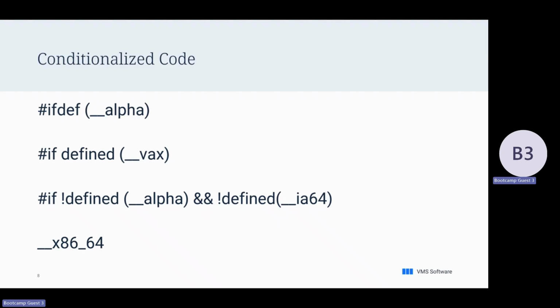There may be other places, of course, in your code where Alpha and Itanium were the same and where you now have to add a conditionalization that's new for x86 because x86 does something different. For instance, if you're working in C++ and you're doing something with a size_t variable, that's going to be 64 bits now.